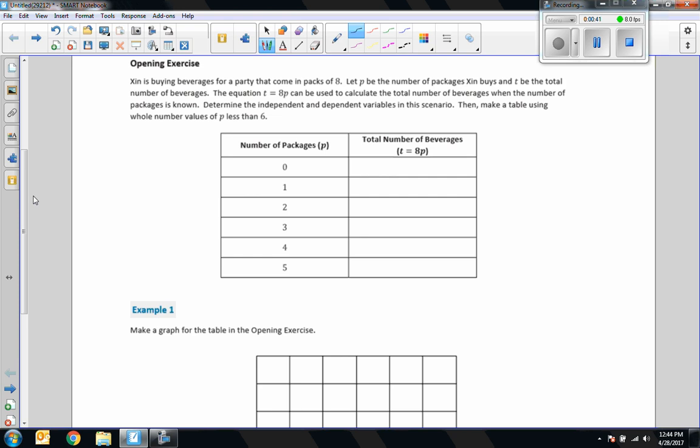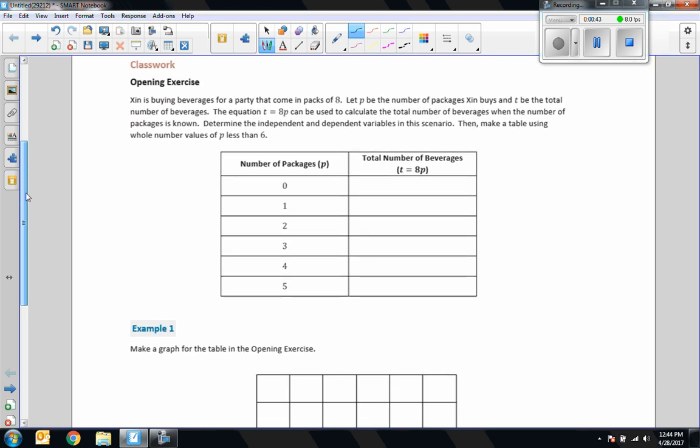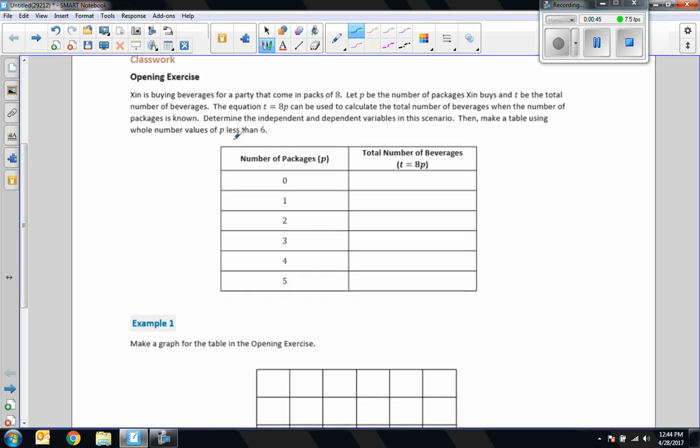So this is a classwork, but a lot of it's been done for you. So P less than 6, number of packages P, total number of beverages T equals 8P. From the prior lesson, you should remember that the variable that is all by itself is the dependent variable. So this is dependent, and this is independent. Okay, so they've listed these for us.